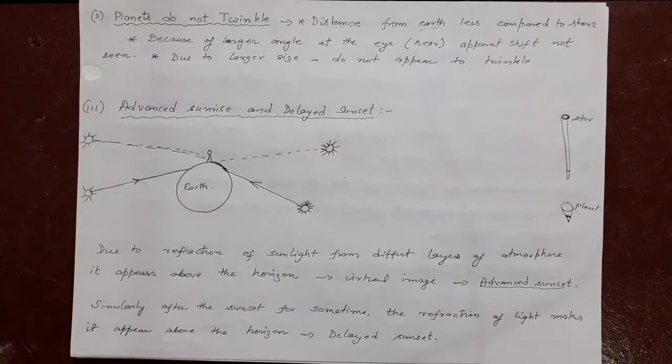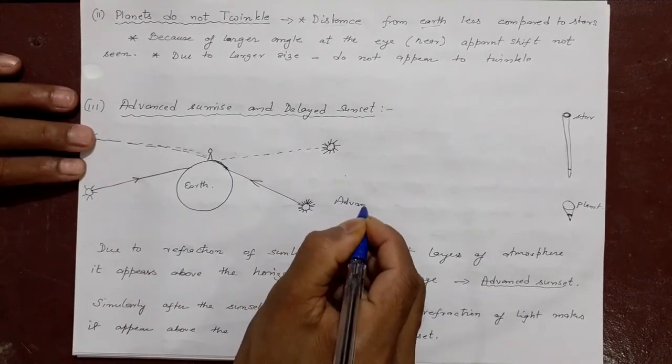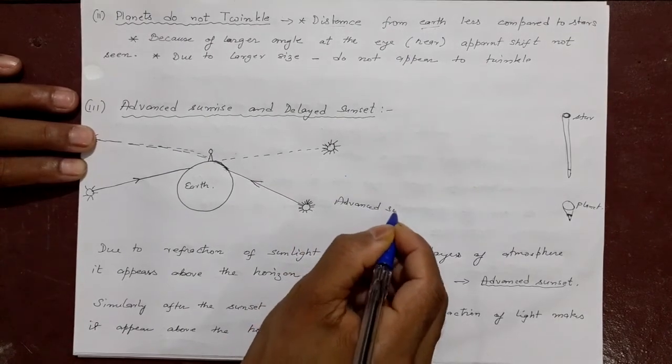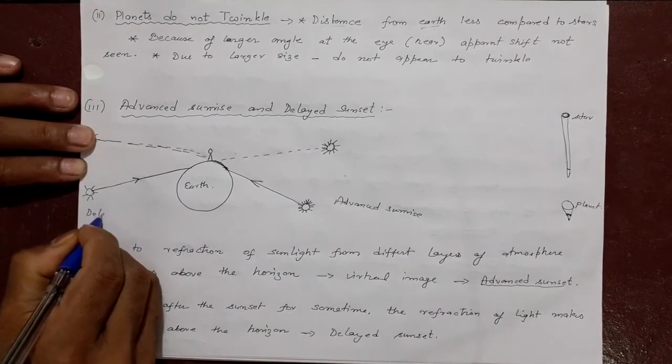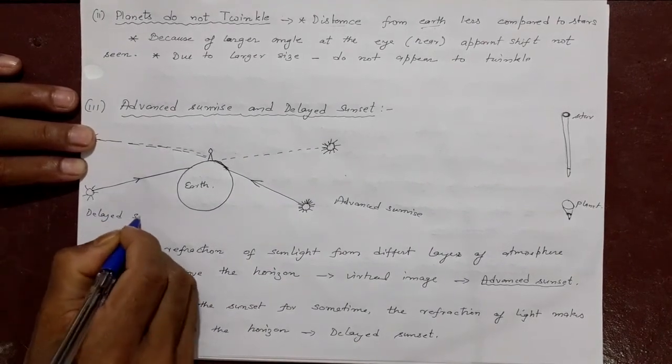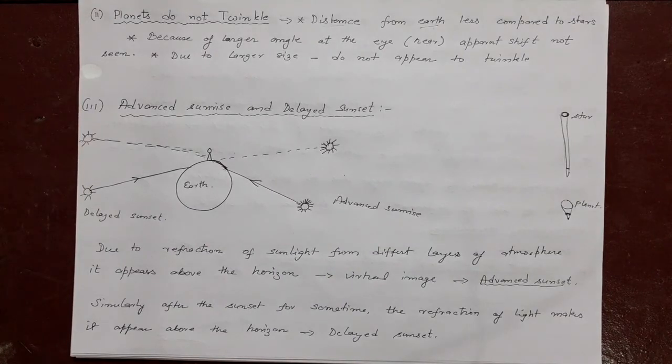So this is called advanced sunrise, and this is delayed sunset, both happening due to atmospheric refraction. Okay, from refraction these are the explanations. Okay, thank you. This is all.